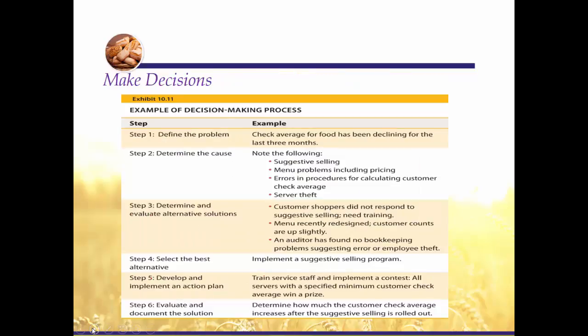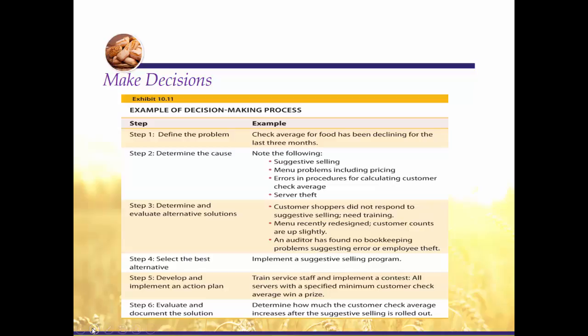So in order to make those decisions, first thing we need to do is define the problem. An example of defining the problem would be: the check average for food has been declining for the last 3 months. Step 2 would be determine the cause. So we want to note the following: suggestive selling, menu problems including pricing, errors in procedures for calculating customer check average. How about server theft?